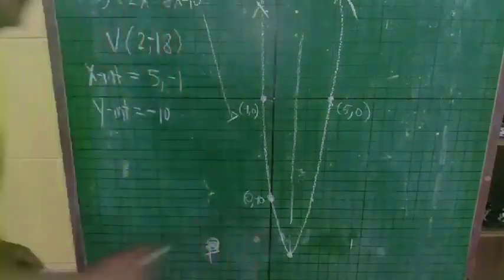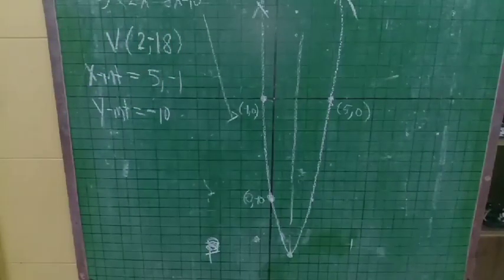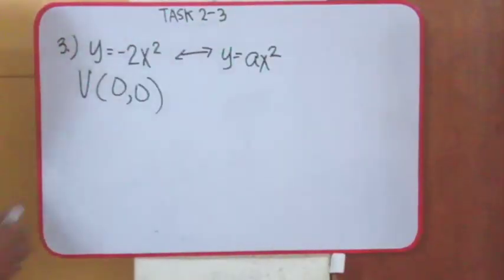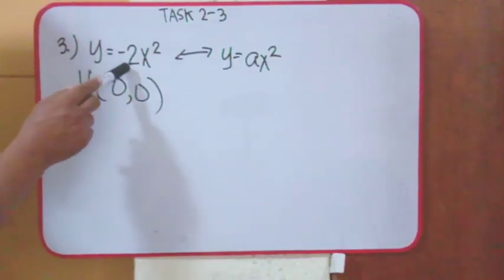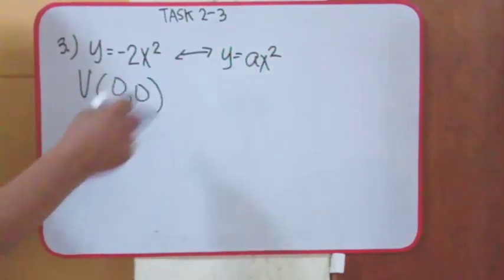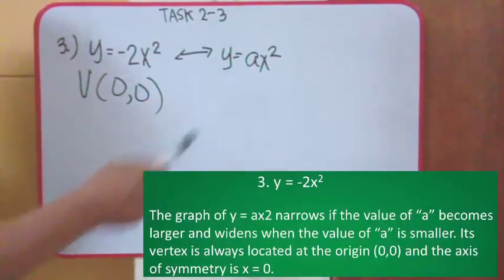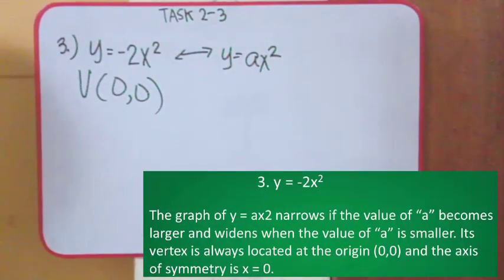So, nakakadalawa na po tayo. Susunod na yung isa nating example. Okay, task 2 and 3. Y equals negative 2x squared. Based doon sa lecture natin or doon sa module natin, this is y equals ax squared. It means the vertex equals 0 and 0.